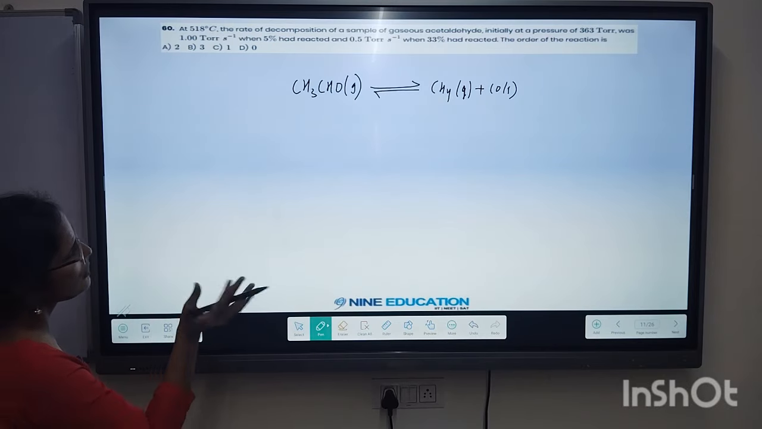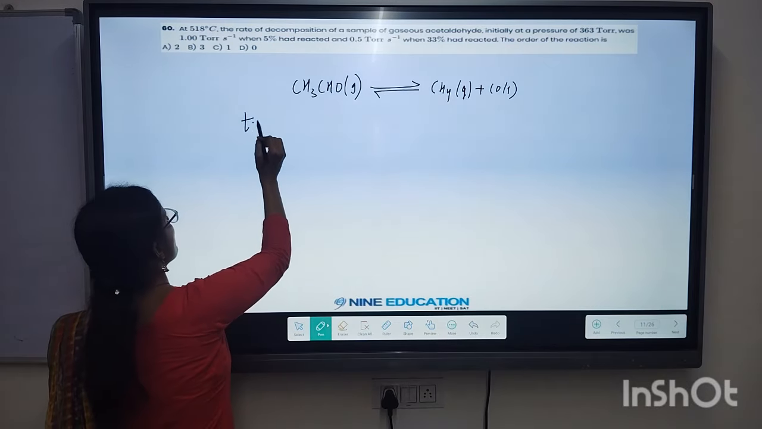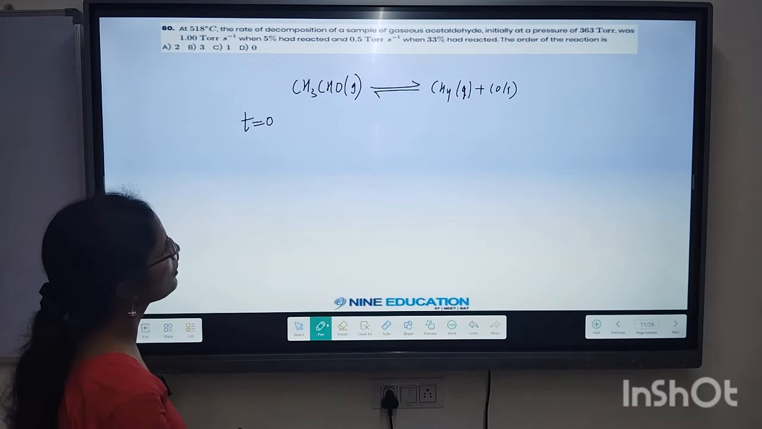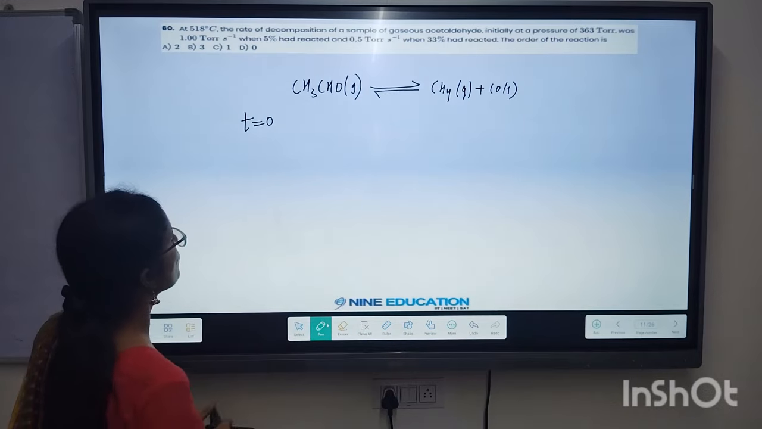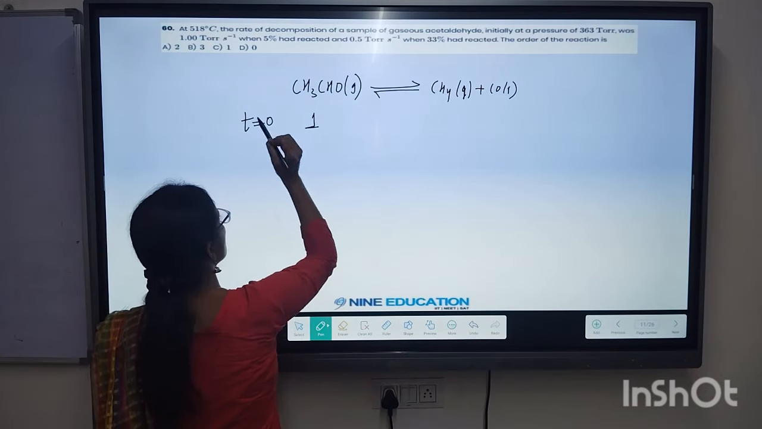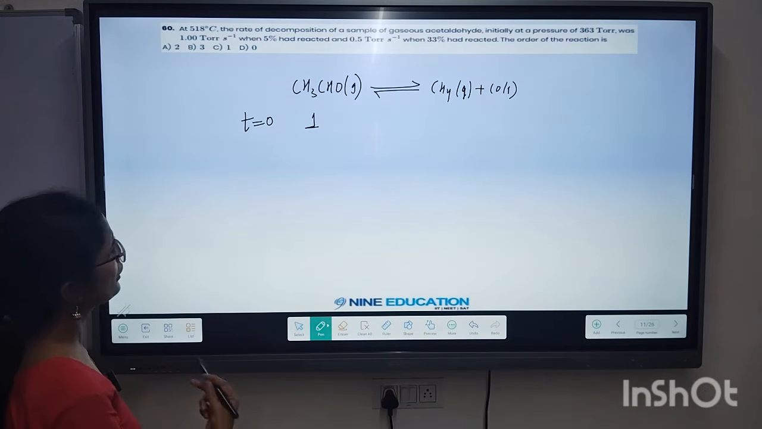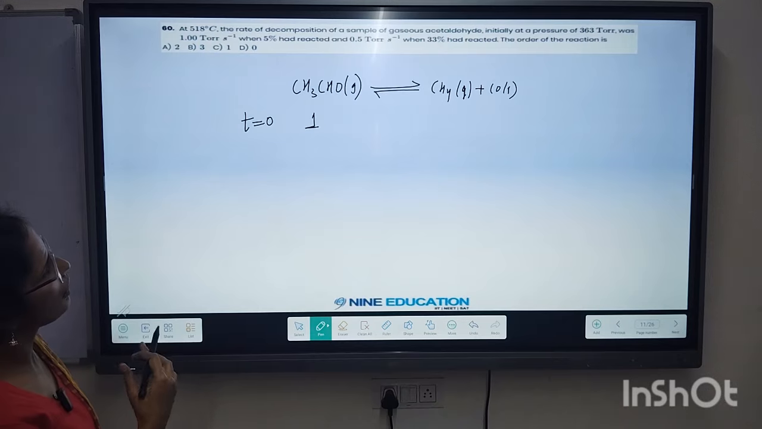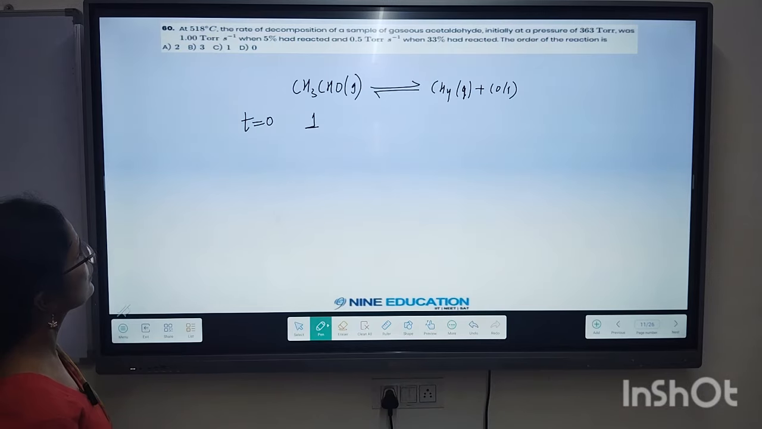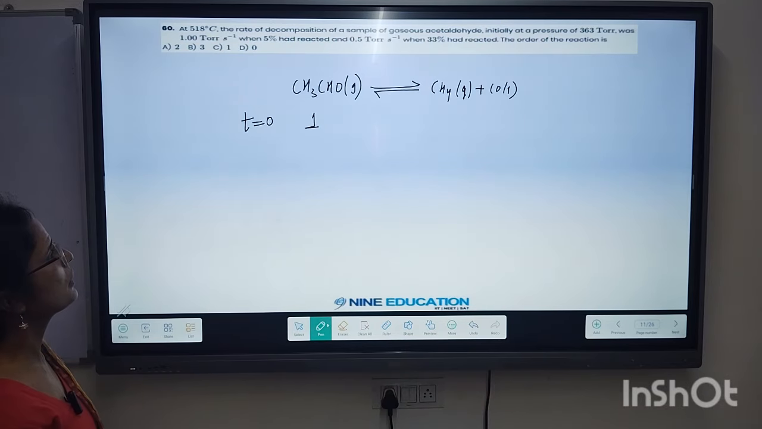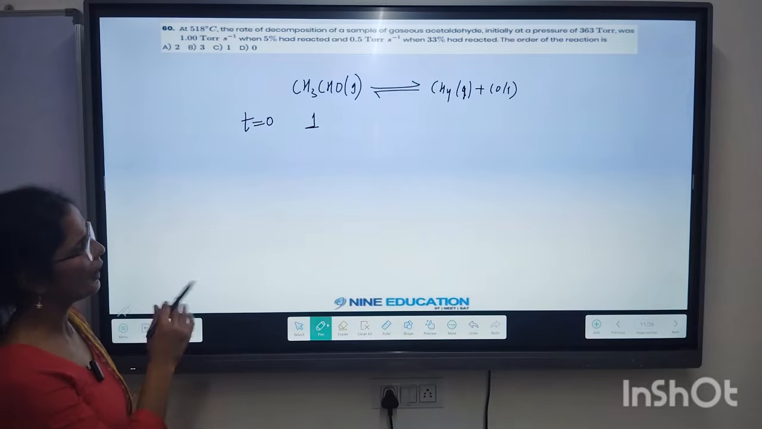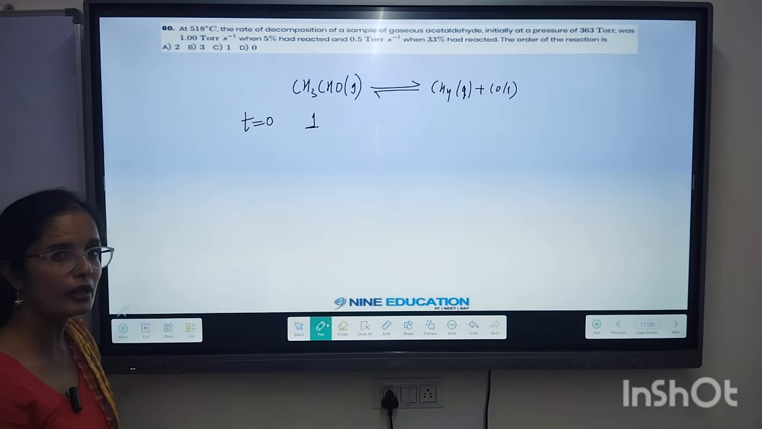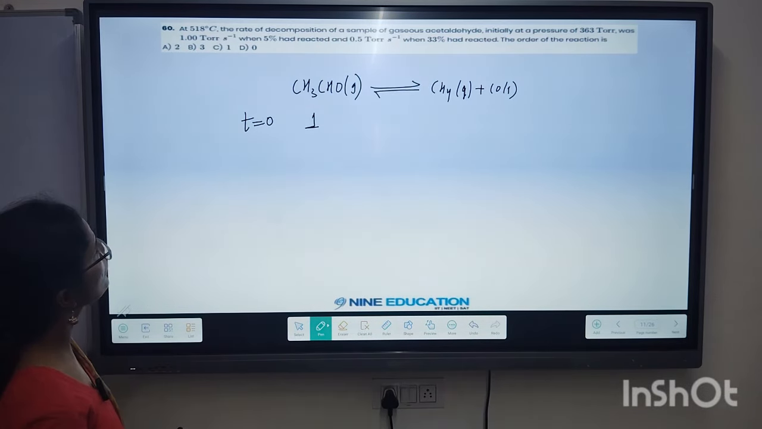Just for solving this question, imagine we are starting with T equal to 0, and suppose we are starting with 1 mole of acetaldehyde, CH3CHO. Now, when 5% had reacted, the rate is given as 1 torr per second. 5% had reacted means how much will be left? 95%, and 95% of 1 mole will be 0.95 mole.